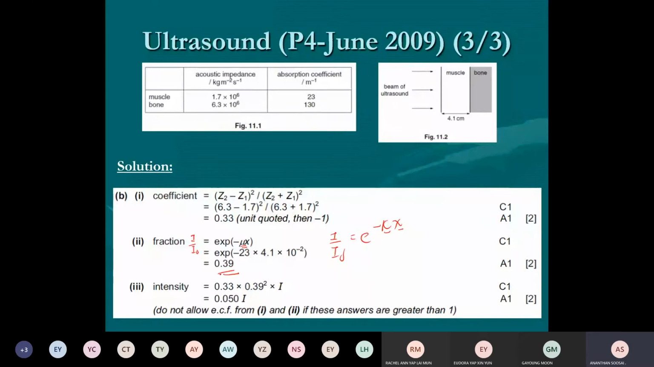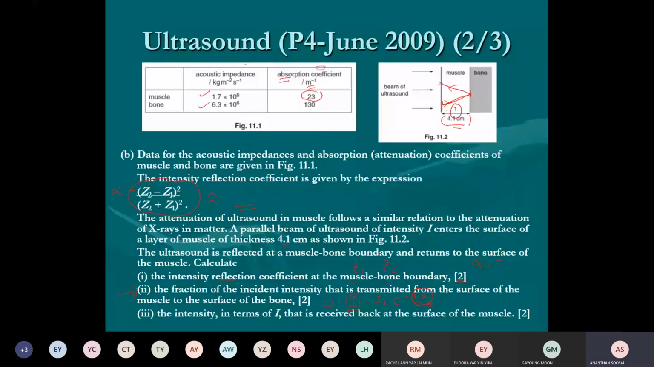0.39 has been transmitted. That means what? Of the 100% of the intensity, when it reaches the bone, only 39% of the intensity has been left. So the formula I equals I naught e to the negative Kx must come to your mind. It's absorption. So that's your part 2. The fraction of incident intensity that is transmitted from the surface of the muscle to the surface of the bone. So only the absorption happens.